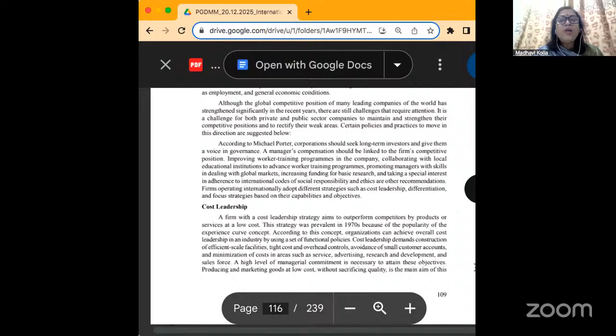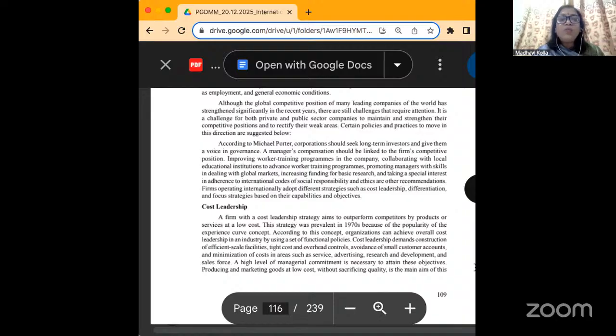So, according to Michael Porter, corporations should seek long term investors and give them a voice in governance. When we are talking about a voice in governance, we are not talking about governance as a nation's government, but governance in terms of a company's management. So a manager's compensation should be linked to the firm's competitive position.